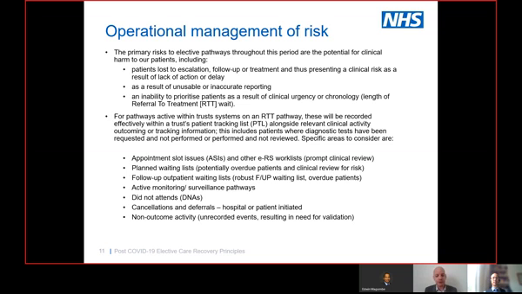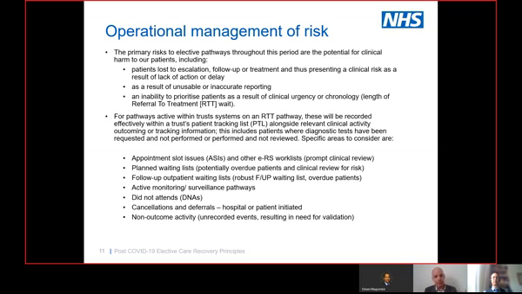So we need to ensure that we're spending as much of our clinical resource as is appropriate actually reviewing those pathways which are coming in, so we can stratify the patients in a manner which suggests whether any of them are in a high risk cohort. Okay. We also need to think about our planned waiting list and our follow-up waiting lists.